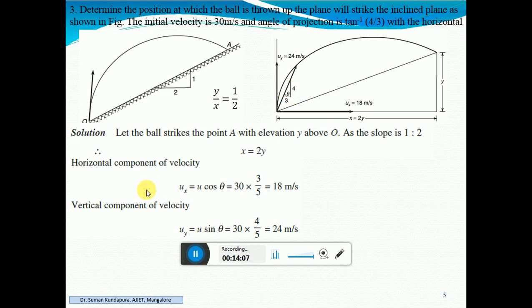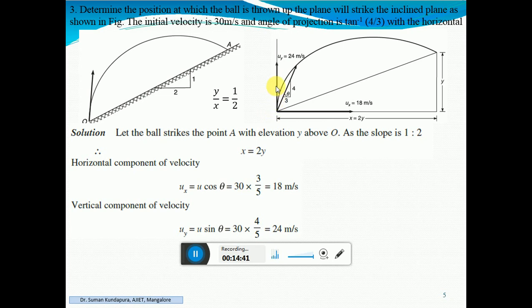So if I consider the horizontal component of velocity, which, in the previous slides you have seen, ux is equal to u cos theta. U is given, that is initial velocity 30 meter per second, into cos theta, which is 3/5, correct? So adjacent by hypotenuse, it will reduce to 18 meter per second. So the horizontal component of velocity you got here is 18 meter per second.